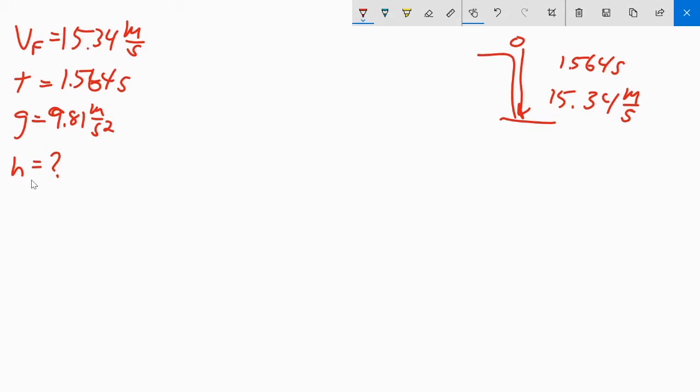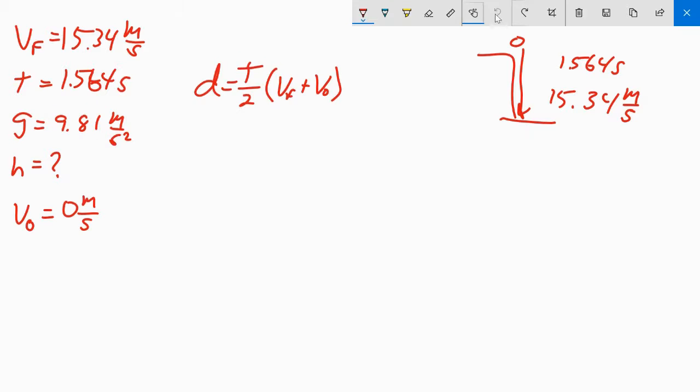Now, just because we know gravity doesn't necessarily mean we need to use gravity. So let's look at the formulas we had yesterday. And one of them reads like this. Distance equals time over 2 times velocity final plus velocity initial. So let's use that formula. Okay, so we picked out our formula. Distance equals t over 2 times velocity final plus velocity initial.